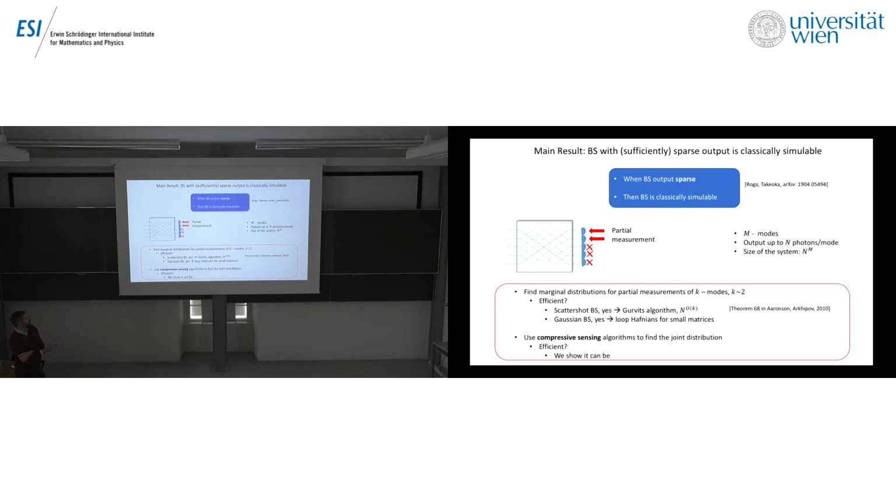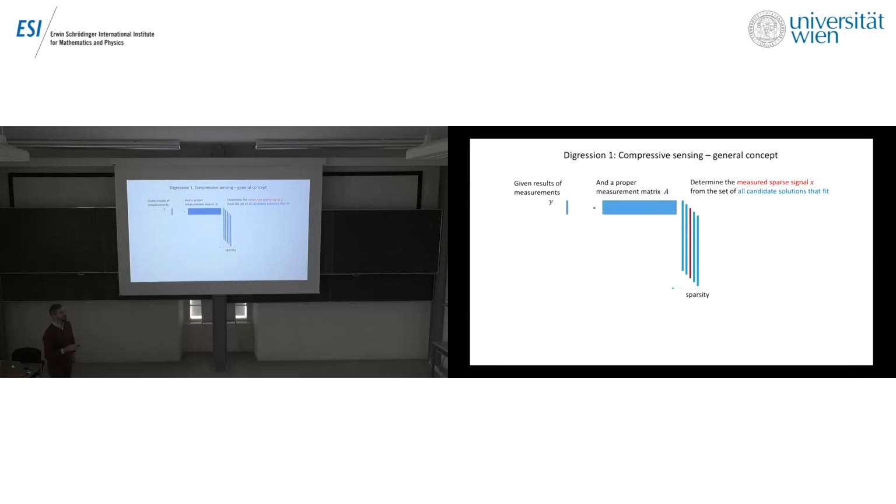Then the second part is maybe more difficult. We want to use compressive sensing algorithms to find the joint distribution based on these marginal distributions. And the question is, is it efficient? We would like to argue that it is.